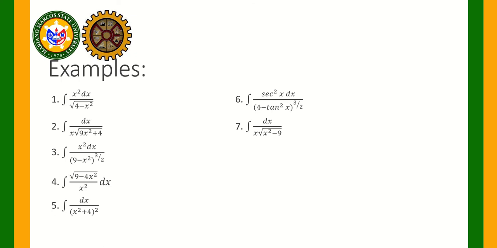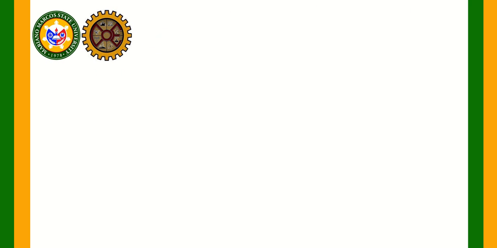Okay, so let's have example number 3. The integral of x squared dx all over 9 minus x squared quantity raised to 3 over 2. So this is our a and this is our u. So our integrand takes the form a squared minus u squared.